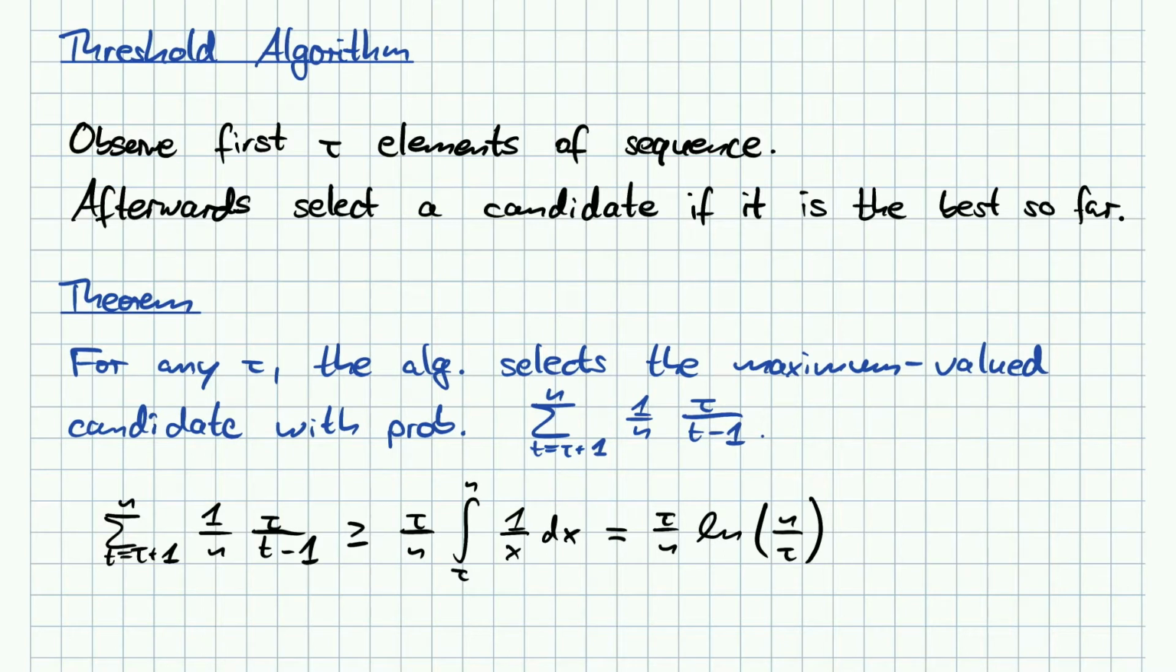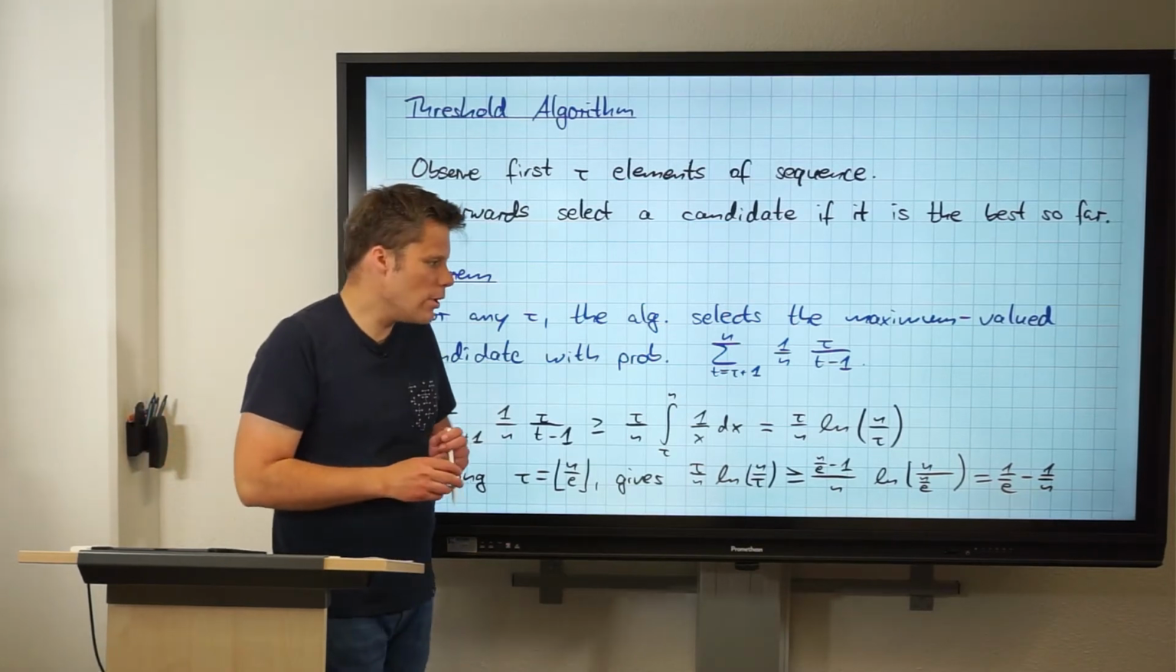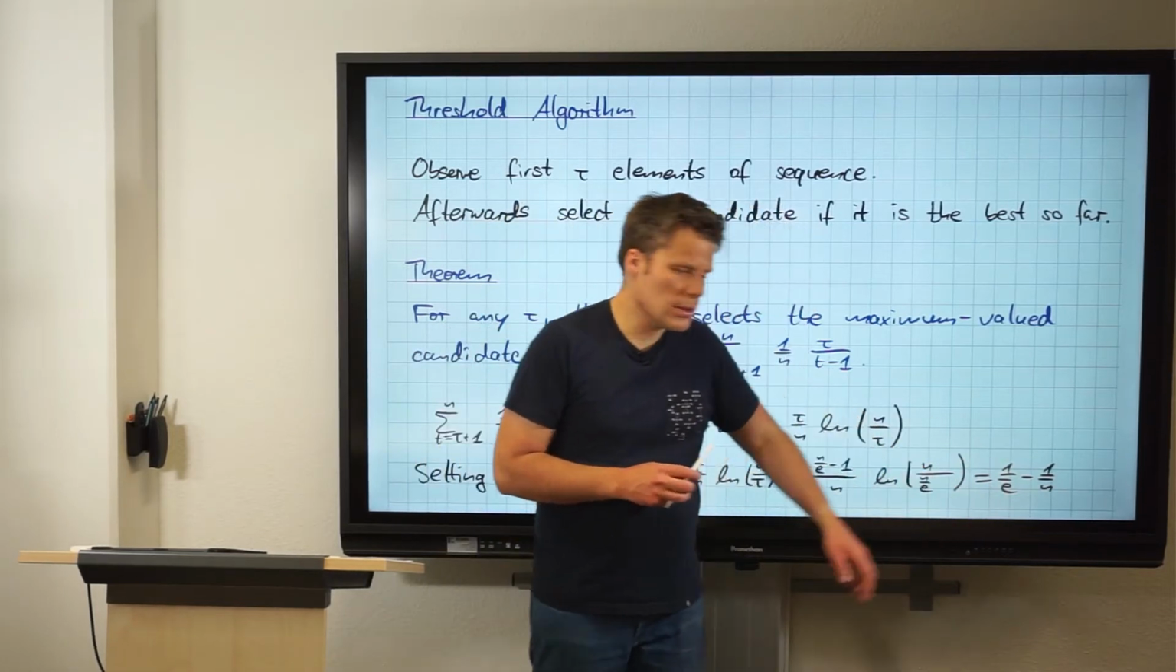So this means that if you now set tau to n over e rounded down, you'll get that this tau over n times ln n over tau, this will be equal to how much? This is at least n over e minus 1 divided by n times ln n over n over e, without the minus 1 now. And this is 1 over e minus 1 over n. Which means that for large n we are getting a probability of approximately 1 over e.